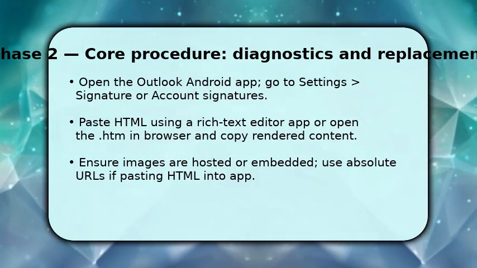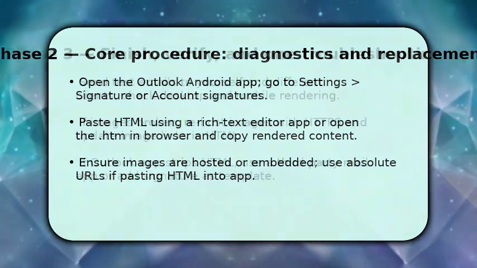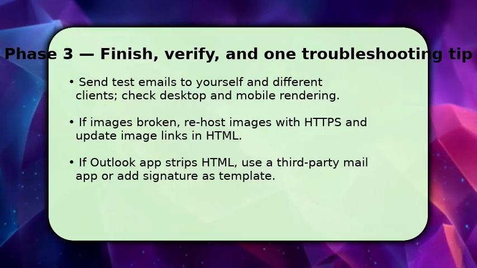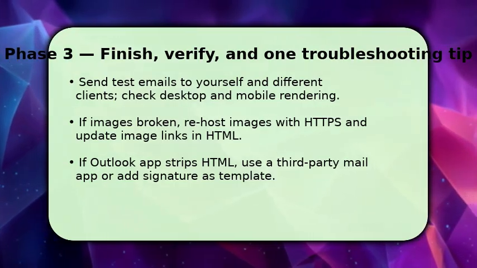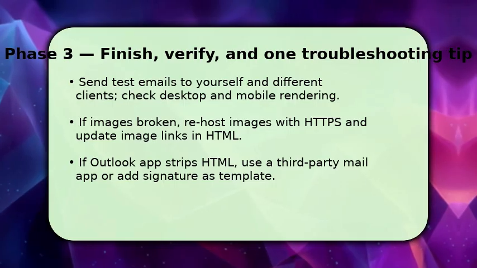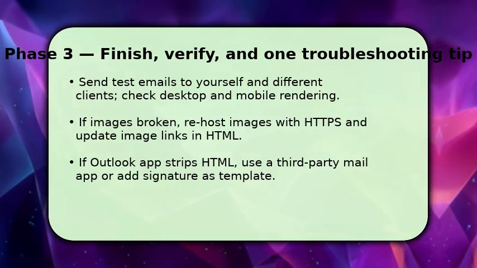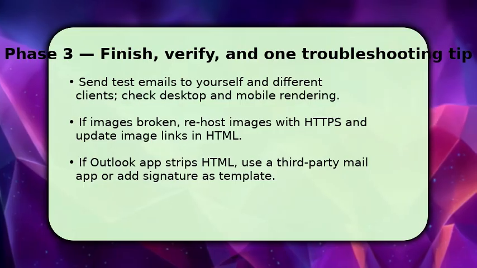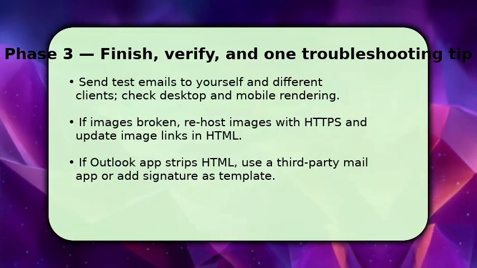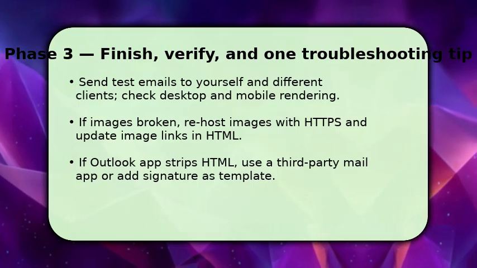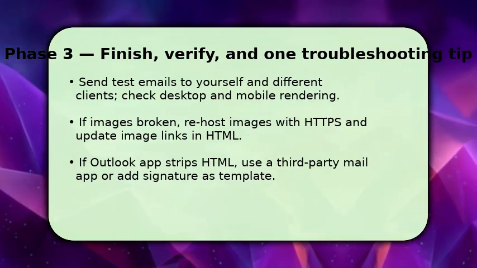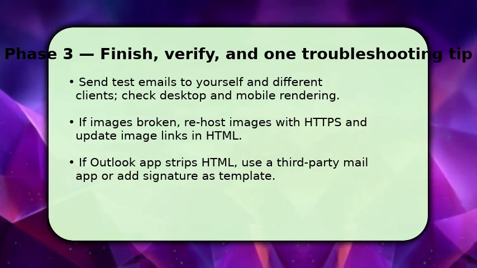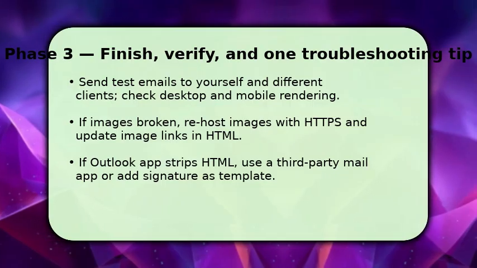Finally, finalize and validate the signature by sending test messages to yourself and colleagues, checking both desktop and mobile renderings. If images show broken links, rehost them on a secure HTTPS server and update the image URLs in your HTML, then paste again. If Outlook for Android strips your HTML, try using a third-party mail client that preserves formatting or save the signature as a template/snippet you can insert. If problems persist, clear app cache, reinstall, and repeat the process.